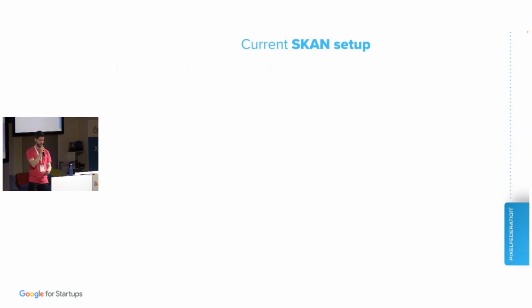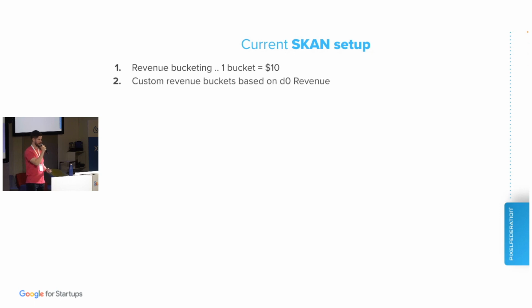Cool. So what's the current SKAN setup? In the beginning, just a brief history, we started like everyone else with the revenue bucketing. We are using AppsFlyer, so that was the first option. Then we moved to custom revenue buckets based on day zero revenue. So we took all the payers, looked at how much they paid within the first 24 hours or day zero, summed it up, and then clustered the revenue buckets accordingly.